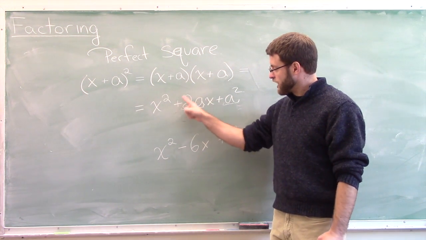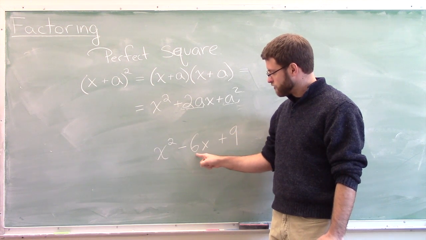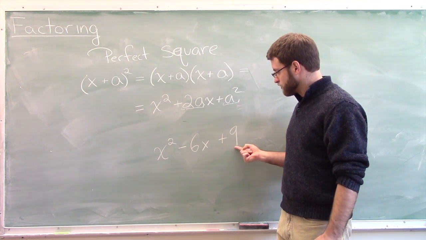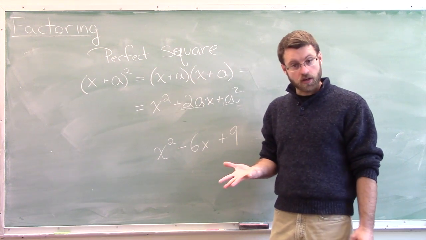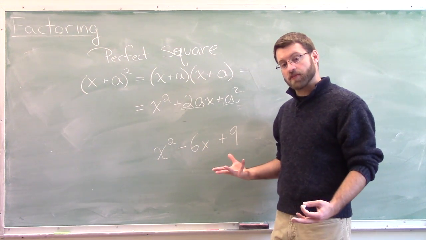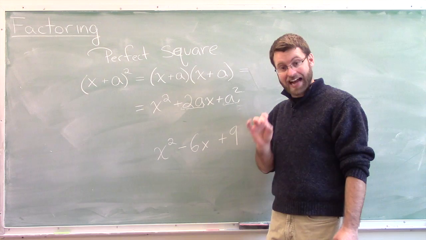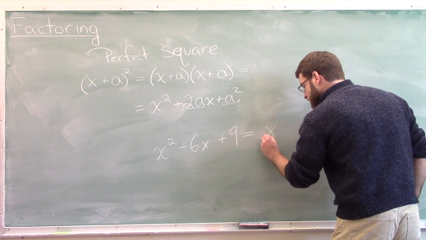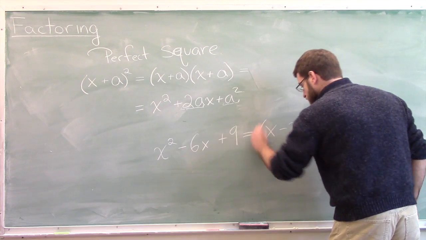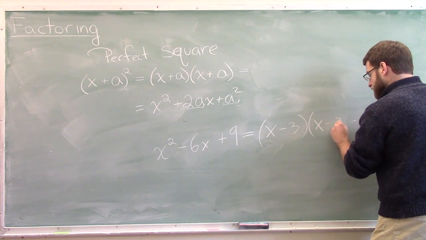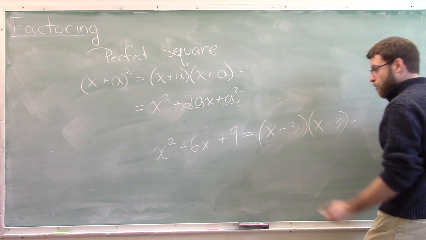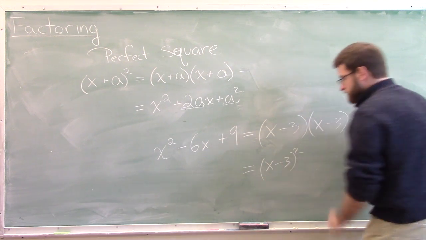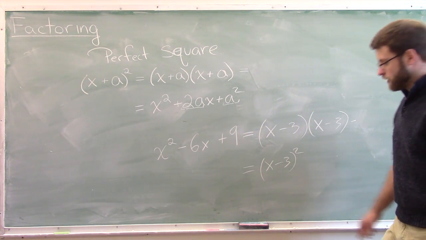So we choose a equals negative 3 to match up the middle terms. We have to verify and make sure negative 3 squared is equal to positive 9. That works. So this thing is a perfect square with x and negative 3 chosen for a. So this must factor into x minus 3 times x minus 3, or x minus 3 squared. Okay?